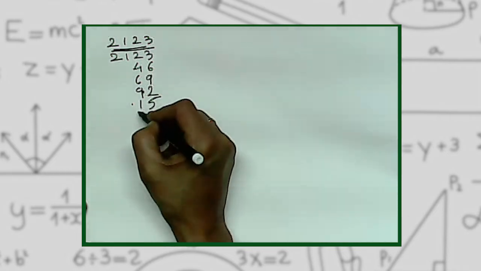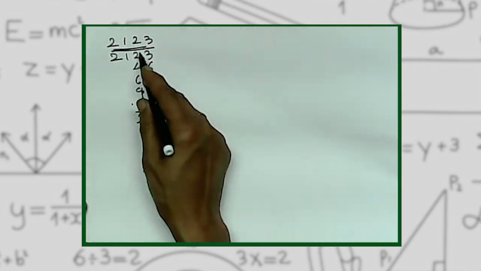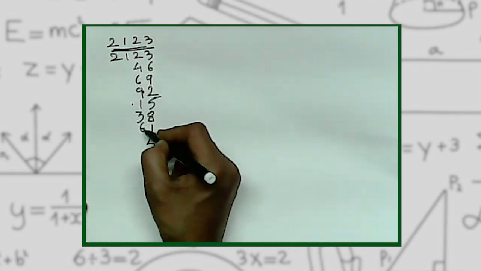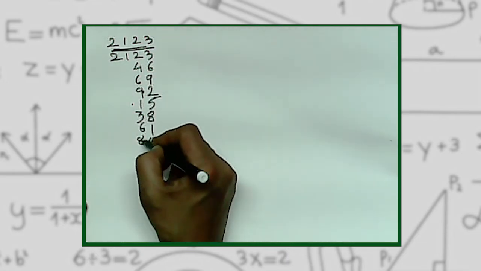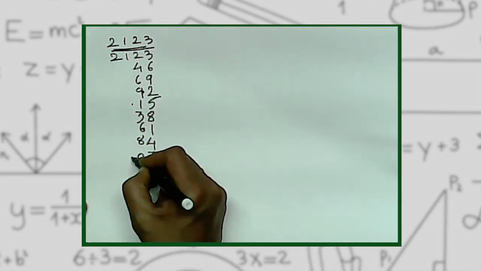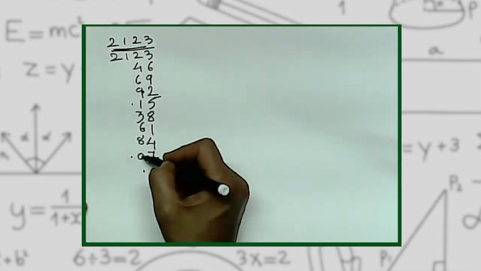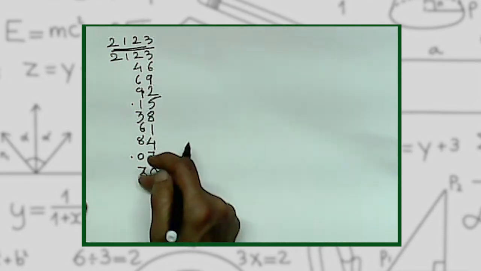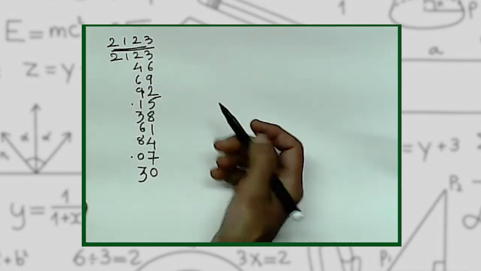9 plus 2, 11. So point 1. 2 plus 1, 3. 3 plus 2, 5 plus 1, 6. 6 plus 2, 8. 8 plus 2, 10. And 2 plus 0, 2 plus 1, 3. Cross checking. Now hundreds place.